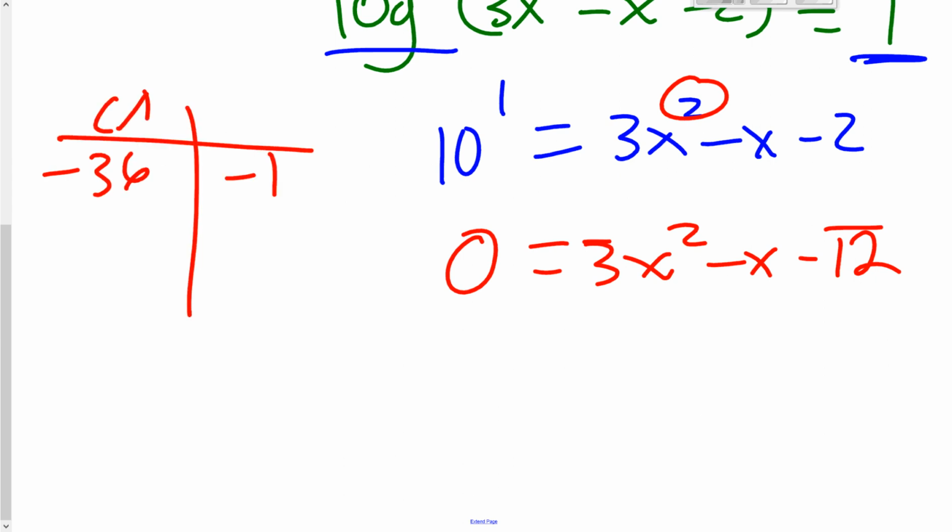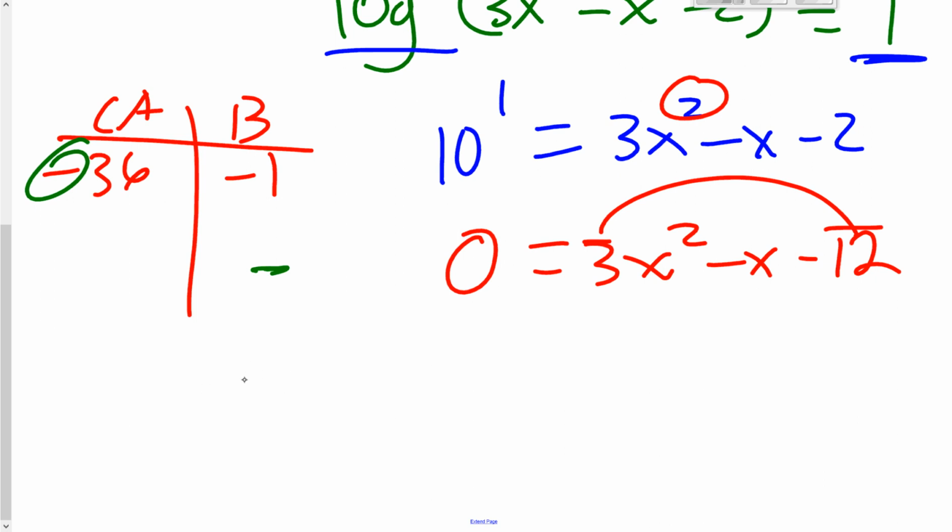This is the cab method: C times A, what adds up to B. And because this is negative, that means I'm really going to be subtracting. So what times what is 36, but subtracts to negative 1? And that is what? Oh, this one doesn't work, right? Because 6 and 6, so this one actually doesn't work. It's not going to do cab, so we have to do the quadratic formula.